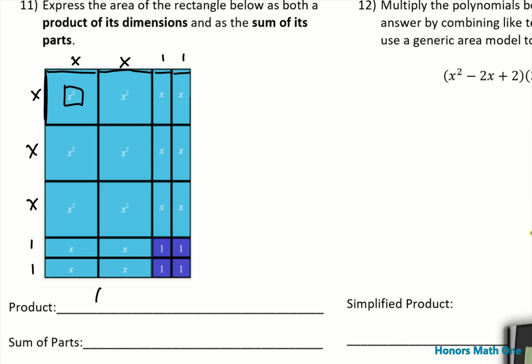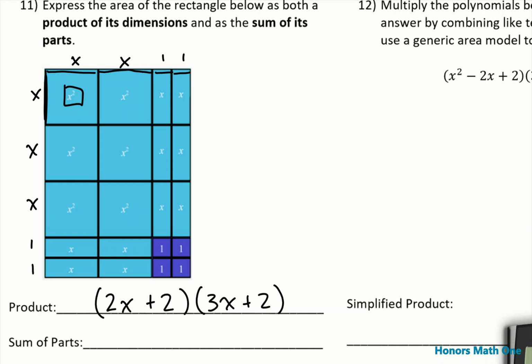So I'm going to write this as 2x plus 2, and that's this dimension along the top, right? You can see there's two x's and then plus a 1 plus a 1. So I'm literally adding these things together, right? I've got a length of x plus another length of x, that's 2x, plus a length of 1 plus another length of 1. So that's the 2x plus 2. And then the other one is 3x plus 2. So I'll write times 3x plus 2.